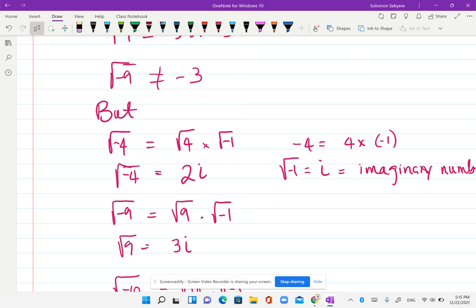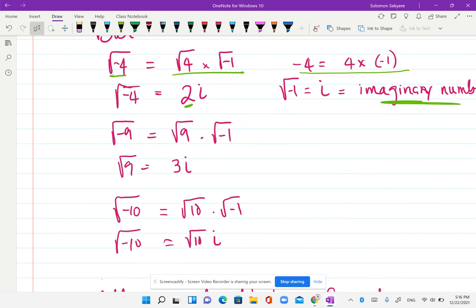But what can we say? We can say the square root of negative 4 is the same as the square root of 4 times the square root of negative 1, because negative 4 is the same as 4 times negative 1. So we can rewrite this as that, which means what? The square root of 4 is 2. What's the square root of negative 1? We call it i, which is the imaginary number. Whenever you see i, it stands for the square root of negative 1.